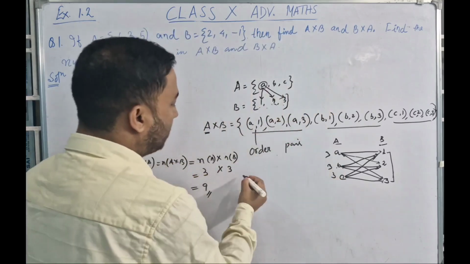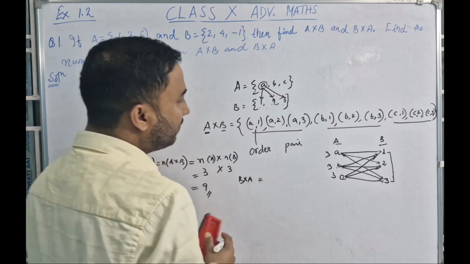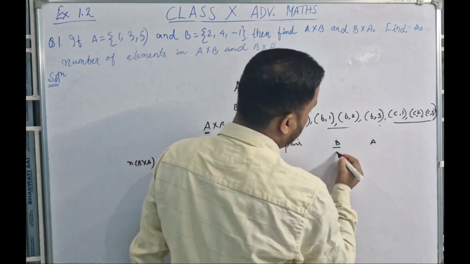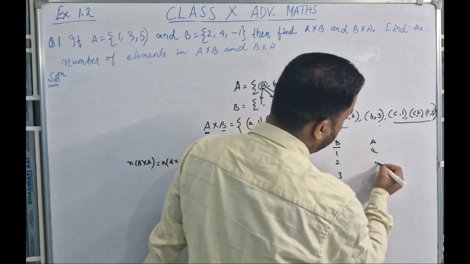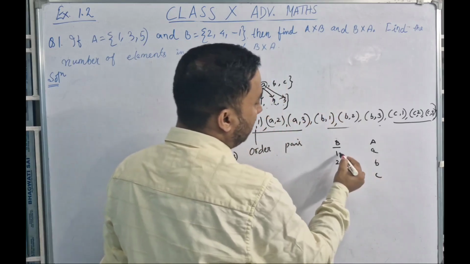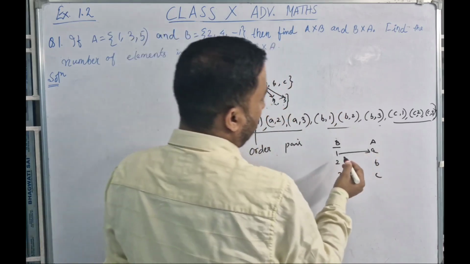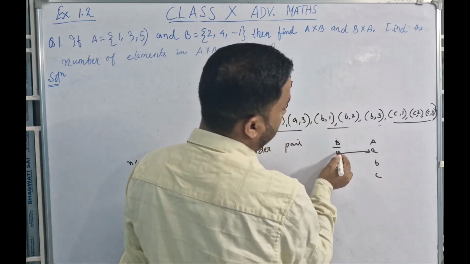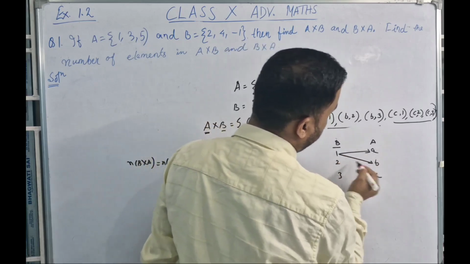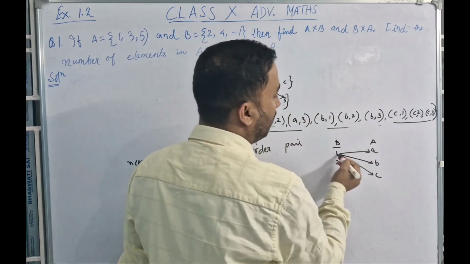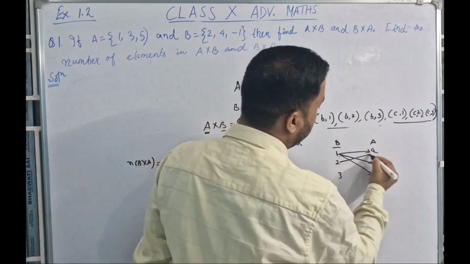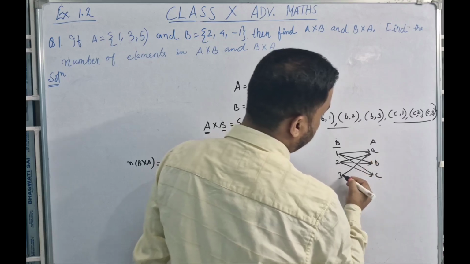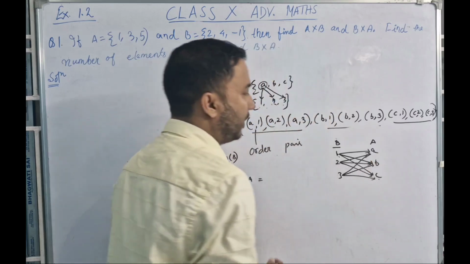Now if I have to find B cross A, what will be the elements? For B cross A, the first set will be B, then A. So I have to write 1, 2, 3, then A, B and C. Similarly to A cross B, here also we have 3 elements in the set A. So for the first element in the set B, we should have 3 ordered pairs. The ordered pairs will be 1A, 1B and 1C. For 2 also we will be getting 3 ordered pairs, 2A, 2B, 2C, and for 3 also we will be getting 3 ordered pairs, 3A, 3B and 3C.